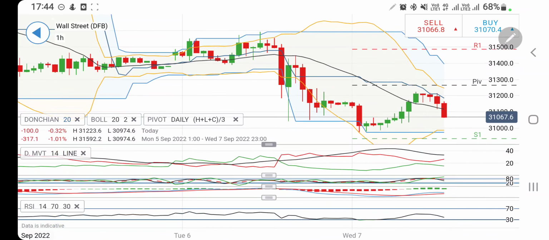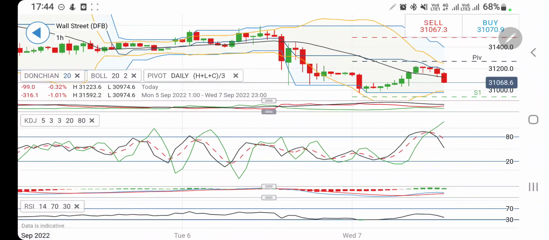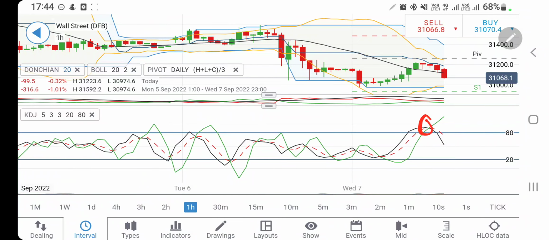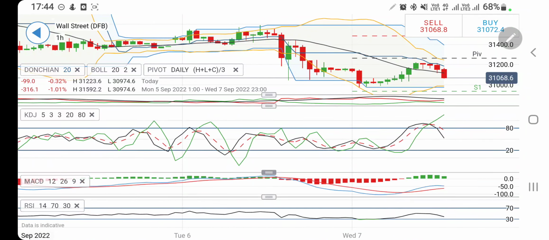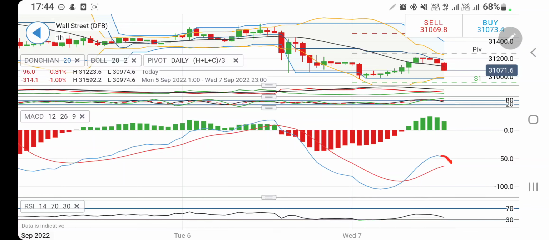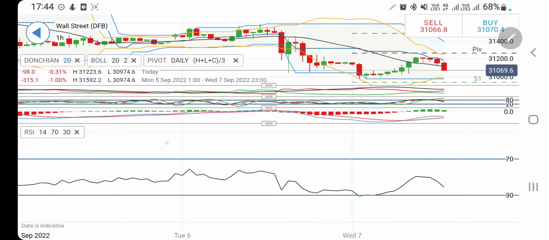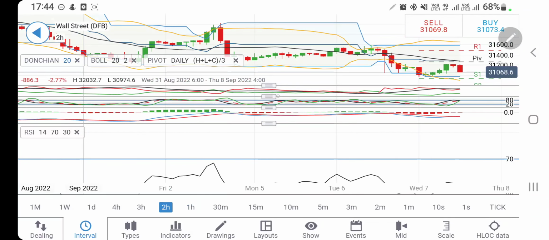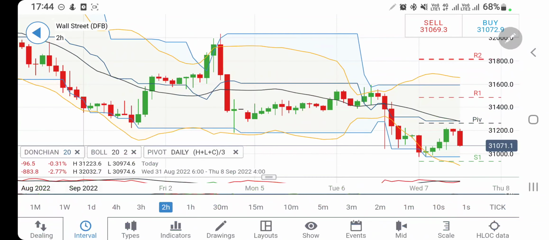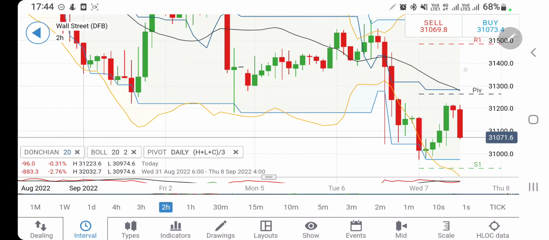Be watchful of 31,000 again. Directional movement again diverging, it is bearish. Stochastic is seen a high, it is trying to drop from here. The MACD is bullish, it is trying to converge again. RSI is looking downwards on the early charts, and on the 2-hour charts too, see lower highs on these three candles and then a sharp drop.